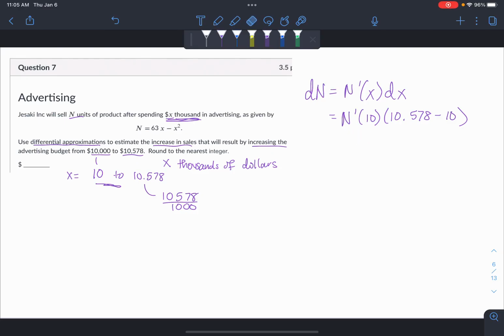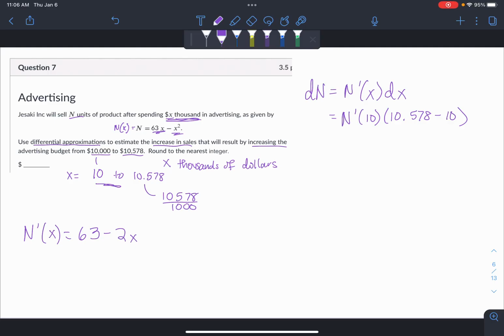We can find that fairly easily. First we need N prime of x. That just means I want to take the derivative of this N formula. You can think of it as N as a function of x, if that helps. But I want to take the derivative of N with respect to x. So let's do it term by term. I have the 63x. When we take that derivative, we get 63. And then I have a minus x squared, so we can use the power rule. Bring the power down and decrease it by 1. So the power is just 1.